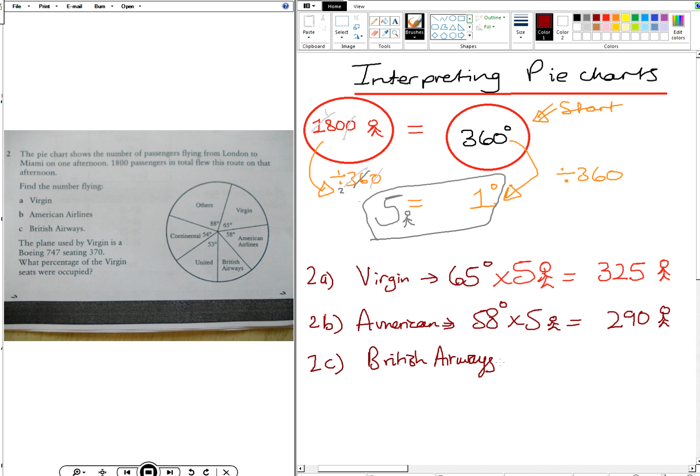Now, British Airways, at the moment, if you look at the diagram, what's missing from the British Airways? The degrees. So, can we do the question? What do we need to do first? Work out the number of degrees. Now, how would we work out the number of degrees? We minus it from 360. Or we can do it like this: 360 degrees minus them all. So 88 minus 65 minus 58 minus 53 minus 54 will give you the angle for British Airways.